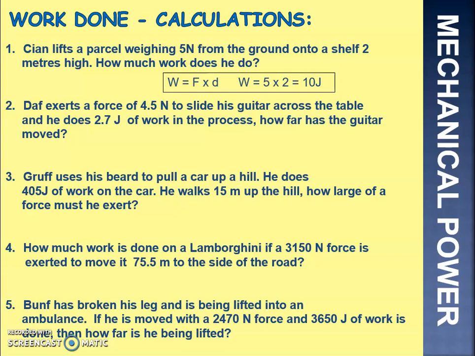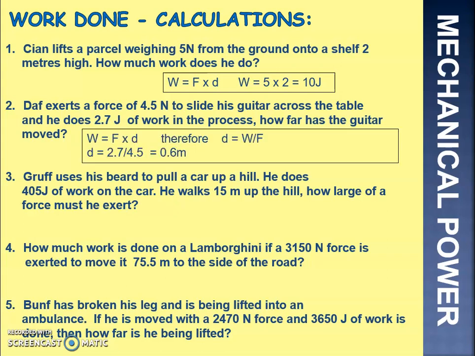Question 2, Daff exerts a force of 5.5 newtons to slide his guitar across the table, and he does 2.7 joules of work in the process. How far is the guitar moved? We need to rearrange the equation for this one. If work done equals force times distance, to get distance on its own, we'd need to move force onto the other side of the equation. If it's times on one side, it's divided by on the other side. So distance would be work done divided by force. Work done in this case is 2.7, force is 4.5, so 2.7 divided by 4.5 gives us 0.6.